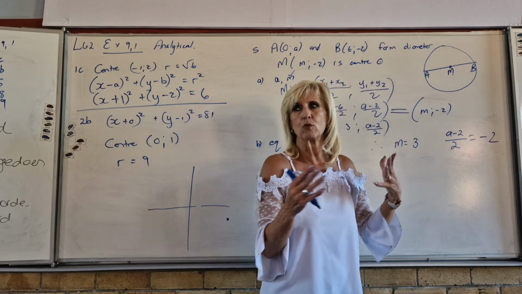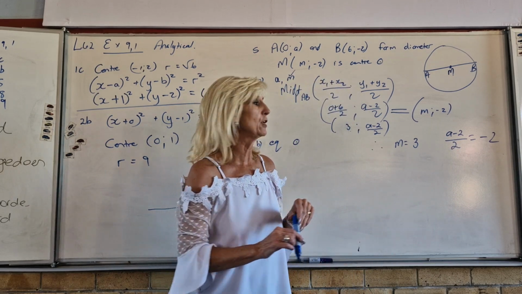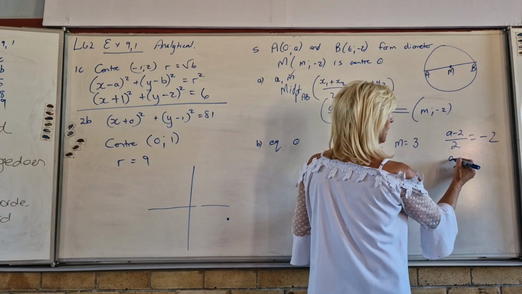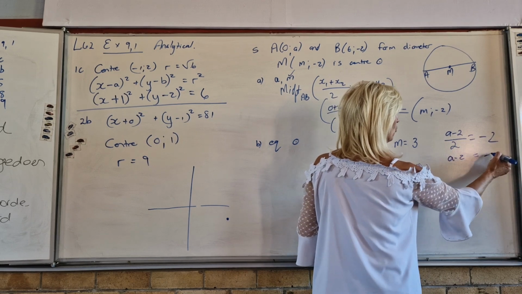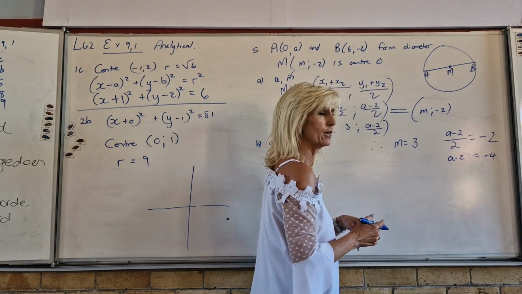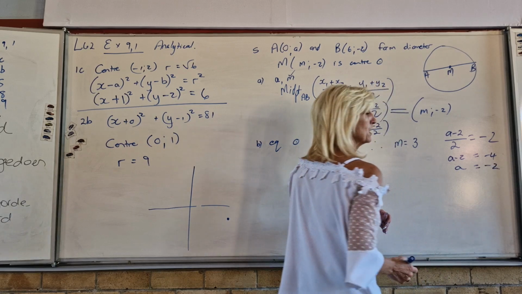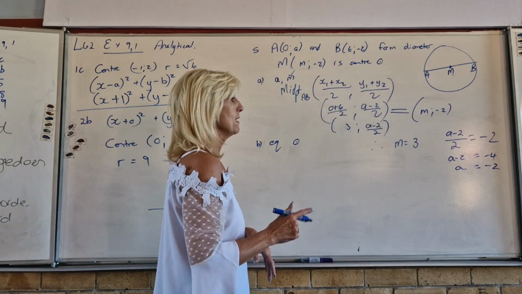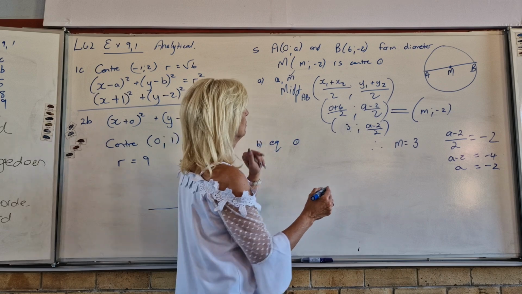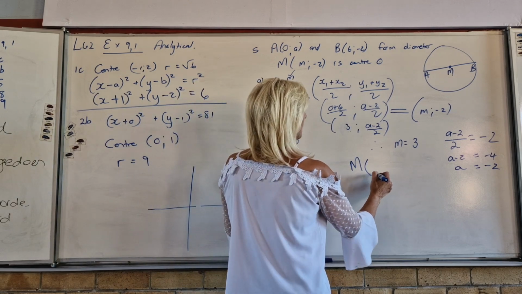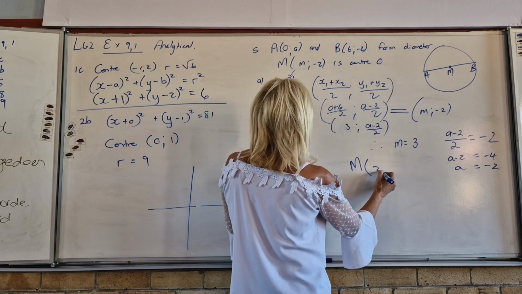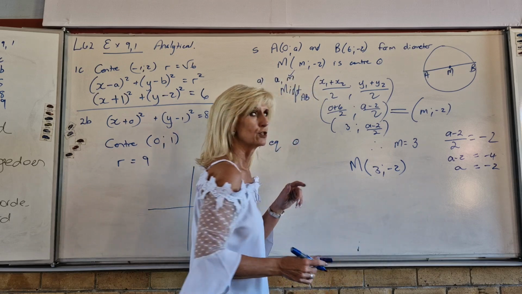Out of that, it's a little bit more work. I've just got to find out my value of a. So it's going to be a minus 2 equal to negative 4 when you multiply, solving a little equation. And we've got plus 2, so we've got negative 2. So what do we know? That the center of this circle is m, which was 3, and negative 2.